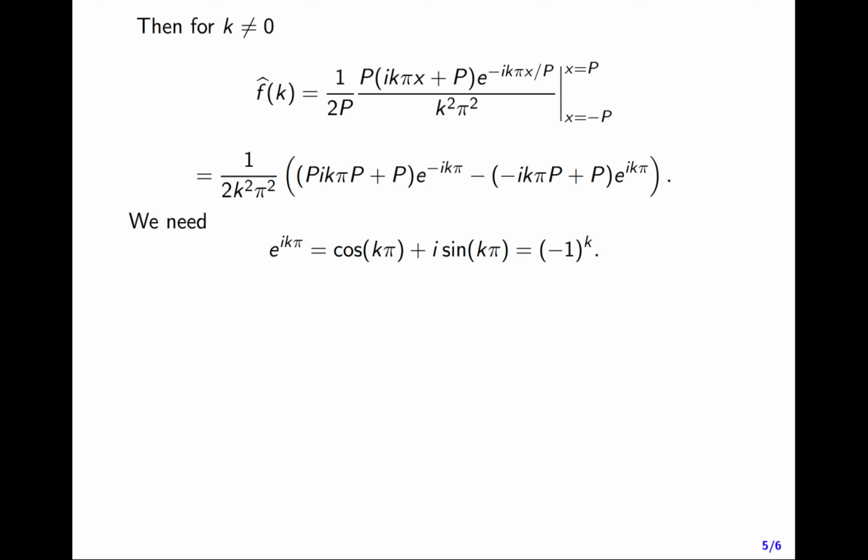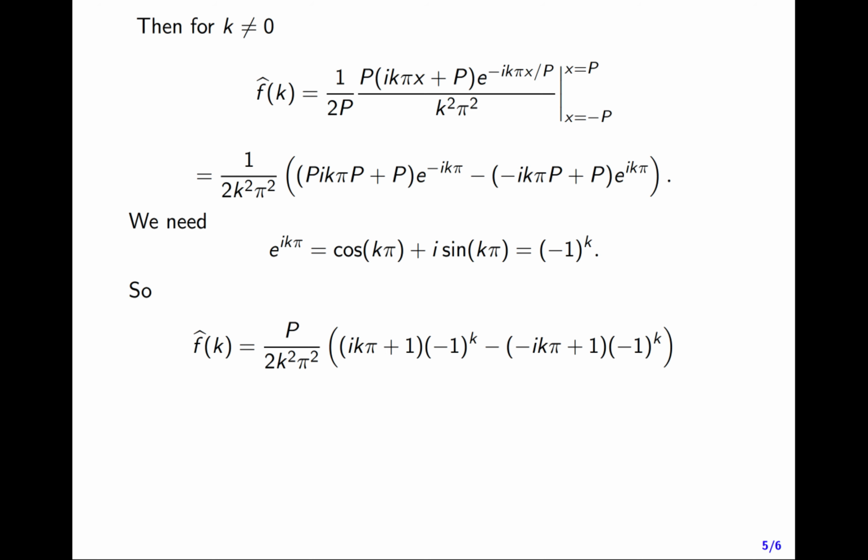So let's try to simplify this a little bit. What is e to the ik pi? Well, from Euler's formula, that's cosine of k pi plus i times sine of k pi. So our sine of k pi goes away, and we're left with e to the ik pi equals minus 1 to the k. So now f hat of k, let's see, my e to the minus ik pi becomes a minus 1 to the k. My e to the ik pi becomes a minus 1 to the k.